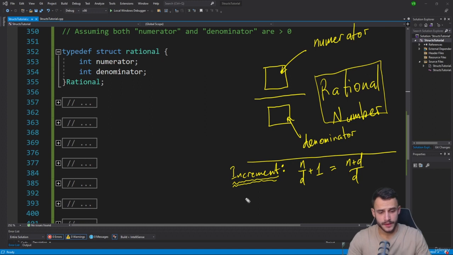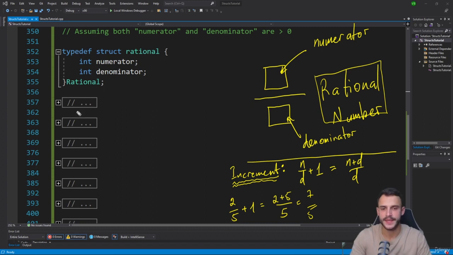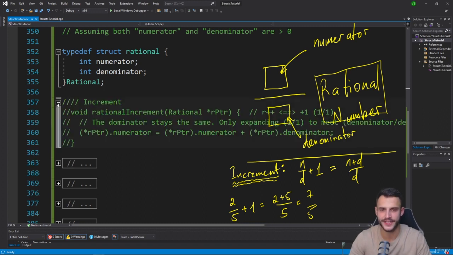Also, if we give another example, let's say 2 divided by 5 plus 1 will be equal to 2 divided by 5 plus 5 divided by 5. So that will be the result, 7 divided by 5. Basic math. Okay, so now let's take a look at the function implementation.